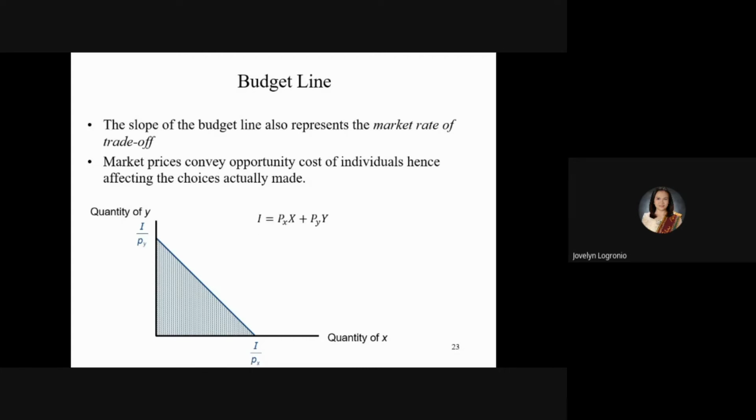Another idea that we can derive from the budget line is the slope, or we can calculate the slope of the budget line, which is also the market rate of trade-off. Market prices convey opportunity costs of individuals, hence affecting the choices actually made. We have here an equation, and this equation is called the budget line equation.